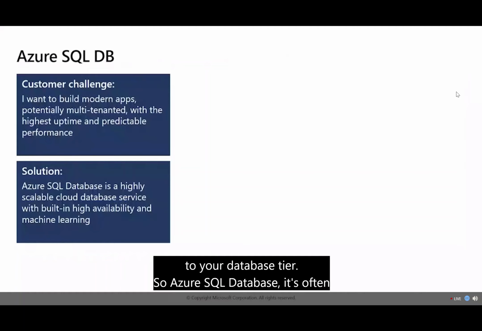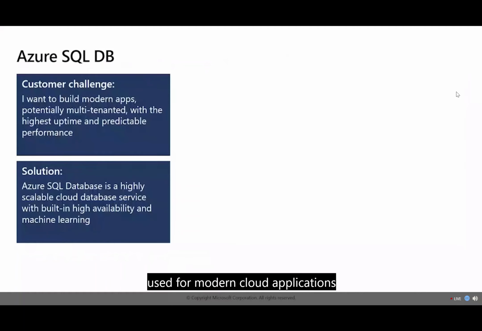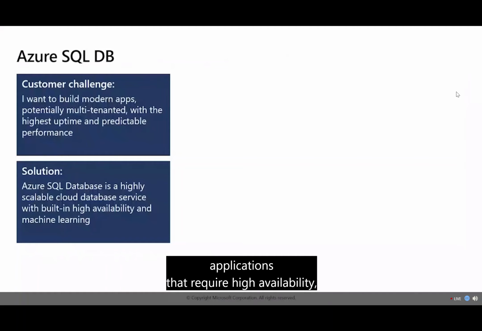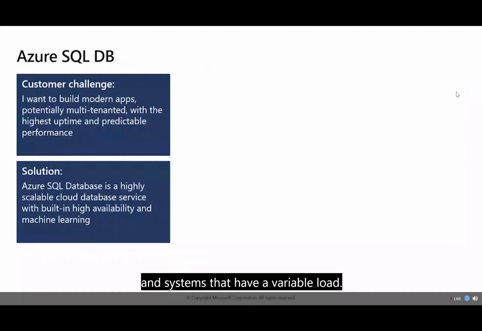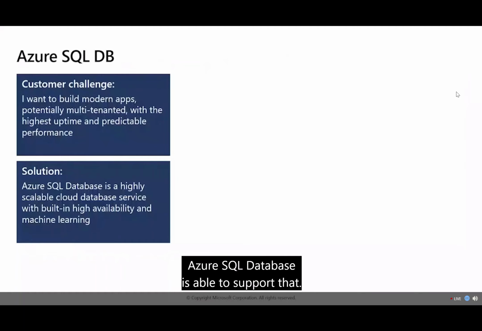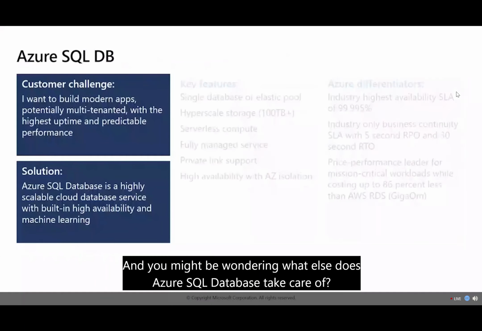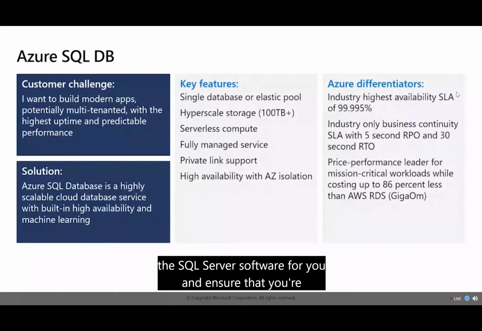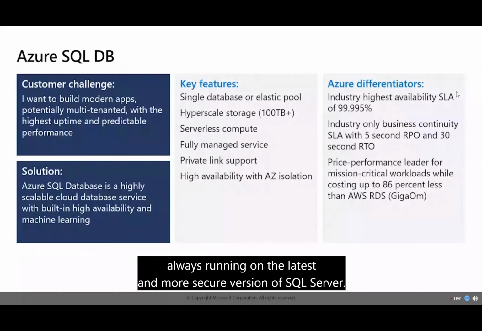So Azure SQL Database is often used for modern cloud applications that need to use the latest stable SQL Server features, applications that require high availability, and systems that have a variable load. So if your database server needs to scale up and down very, very quickly, Azure SQL Database is able to support that. Now you might be wondering, what else does Azure SQL Database take care of? Well, Azure SQL Database automatically updates and patches the SQL Server software for you and ensures that you're always running on the latest and most secure version of SQL Server.